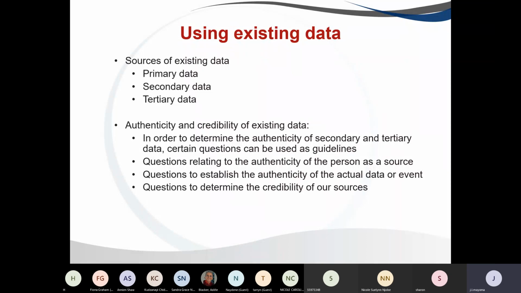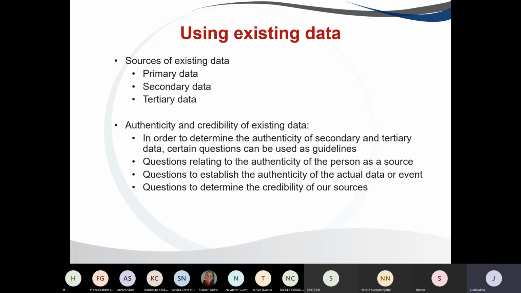Okay, and then we talked about the need for authenticity and credibility when we are looking at existing data, because we are not the one who collected the data. It becomes important for you as a researcher to determine how credible this data is, because you weren't there when it was collected. You don't know what method was used. You don't know what situation was used to collect that data.